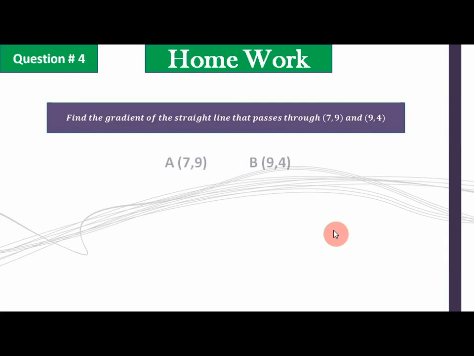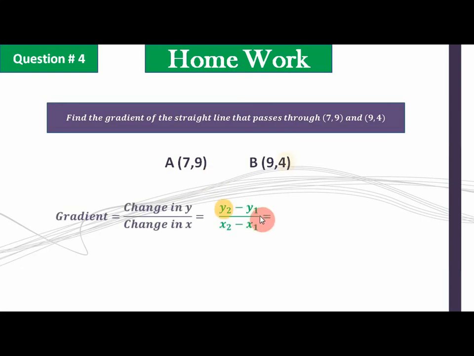Next is question number 4. You have to solve these questions and submit them in the classroom. It is compulsory for everyone. Y2 minus y1 over x2 minus x1. It is necessary to complete this topic by solving the equation of the line. This is 4 minus 9 over 9 minus 7. We got minus 2.5. This is the value of m. You just have to calculate the equation of the line by applying y equals mx plus c. Use this value in the equation, and you can use any point A or B to find the y-intercept.